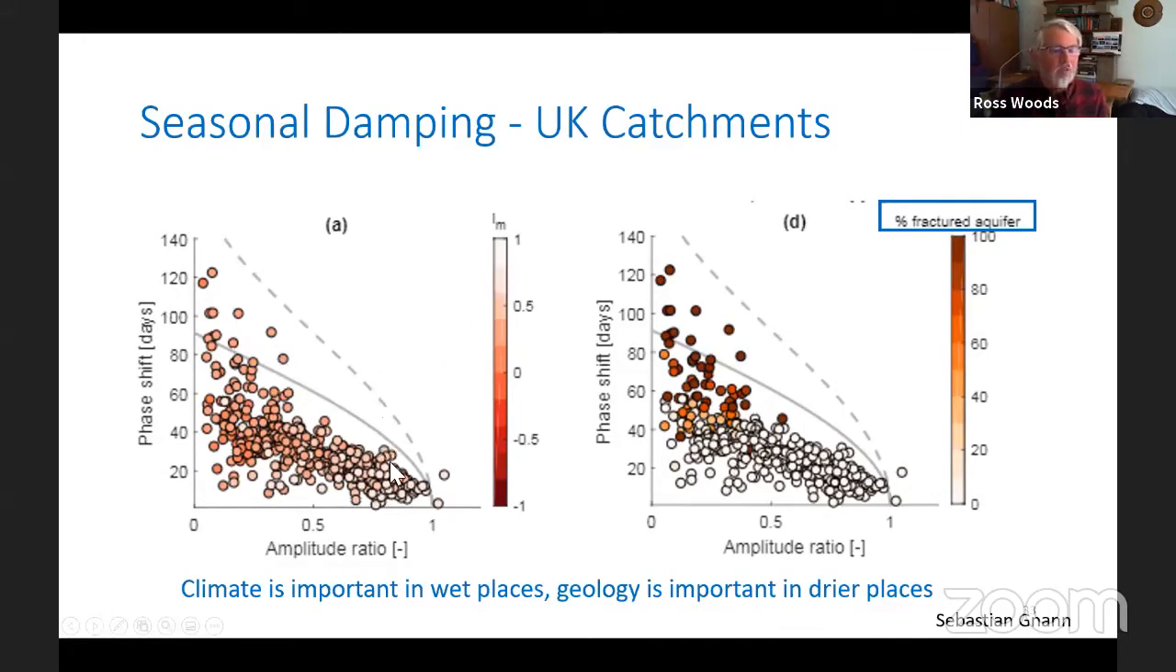So we colored in the catchments according to a measure of their climate aridity. The pale colored ones in this picture on the left are the wet catchments, and the slightly darker ones are the somewhat drier catchments. But because this is the UK, none of it's really very dry. And what we saw was a tendency for the slightly drier catchments to have the smaller amplitude ratios, but it wasn't particularly strong. But what we found when we looked at the percent of fractured aquifers was that the presence of fractured aquifers was having a big impact on the amount of phase shift. So these fractured aquifers are not necessarily altering the amount of damping that's going on, but they are having a big effect on how long the delay is between the peak of the net forcing and the peak of the streamflow.